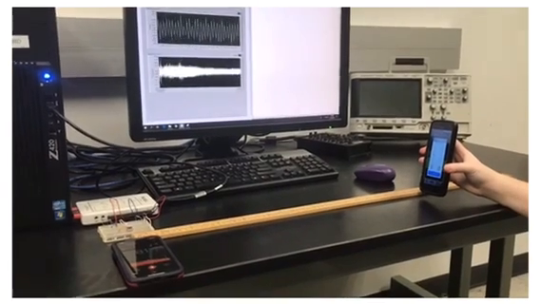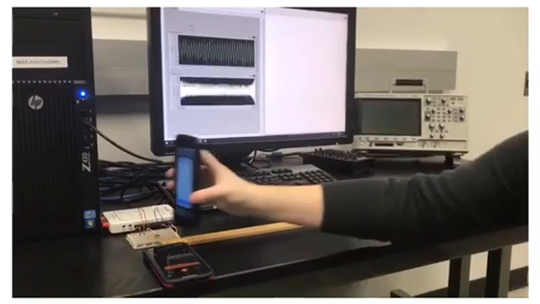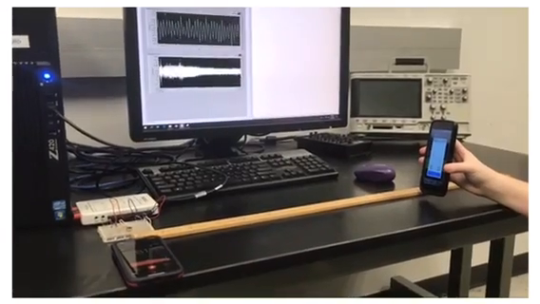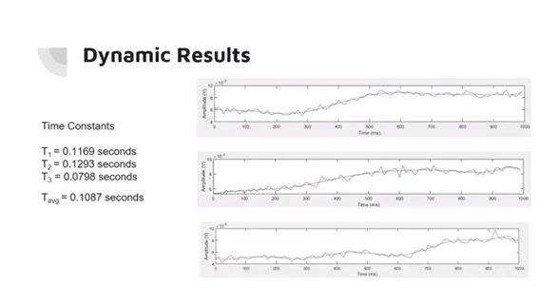Here is an example of our dynamic calibration. The dynamic results revealed that there were 3 overall taus, with an average of 0.1087 seconds.